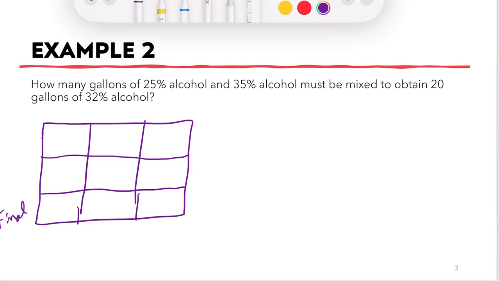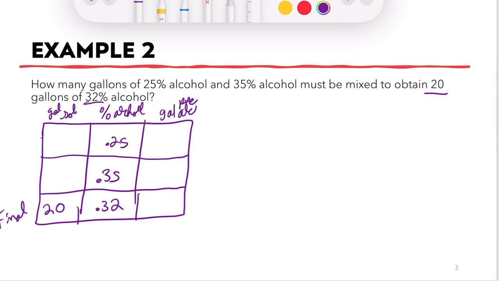So I know that I'm going to have some gallons of our solution and our percent alcohol. And that's going to give me my gallons of pure alcohol. I shortened it because my handwriting's bad, and that's a long word. So I know that at the end, I want 20 gallons of 32% alcohol. Let's write that as a decimal. And I've got to add some amount of 25% alcohol and some amount of 35% alcohol in order to do this. What are those amounts? Well, this is the perfect time for a variable. I'm just going to use x and y, unlike with the Chex Mix and the nuts.